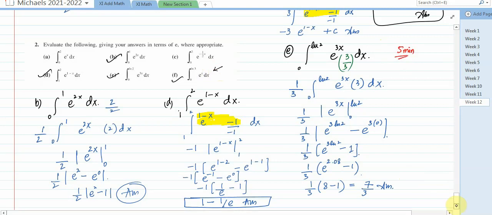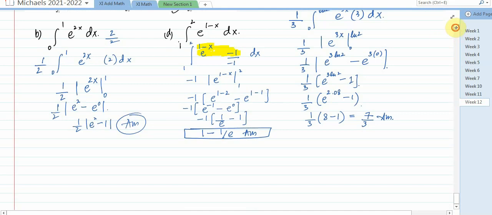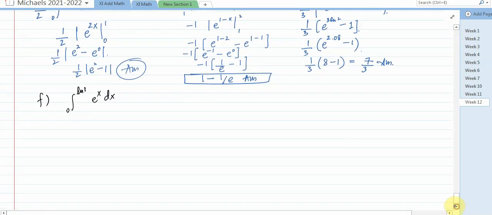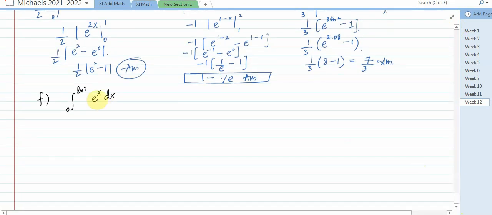Alright. So for part F, I hope that maybe you had tried some of it. Part F, integral from 0 to ln3 of e to the power x dx, right? That is your question. Now it's quite simple because the derivative of the power is already present next to it, so there is no need to multiply by any constant. We just need to apply the limits here.